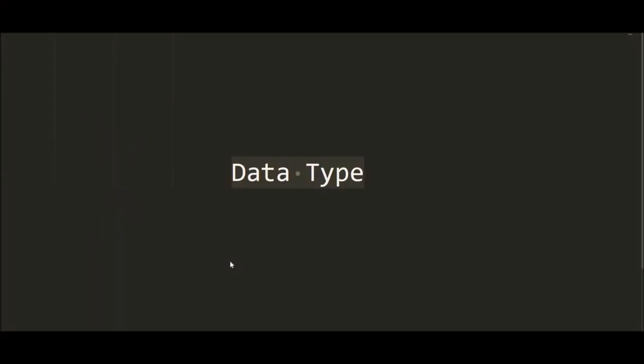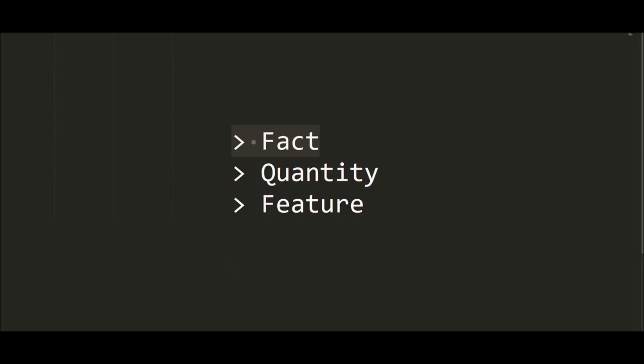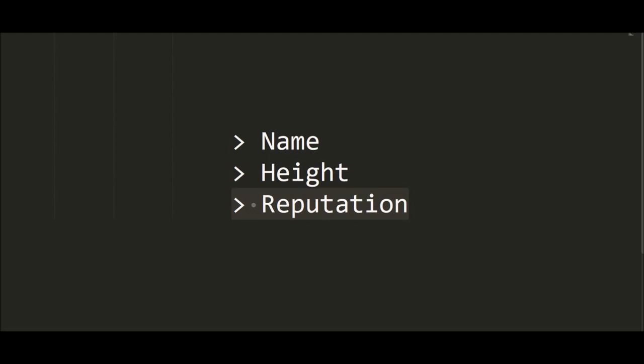Before we discuss what a data type is, let's first talk about what data is. A data is simply a fact, a quantity, or a feature. For example, your name, your height, and your reputation are examples of data. Now, coming back to data type. So, what is a data type? A data type is simply a classification of data on the basis of its quantity or a feature.